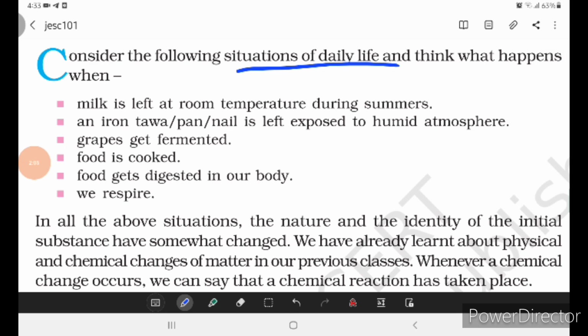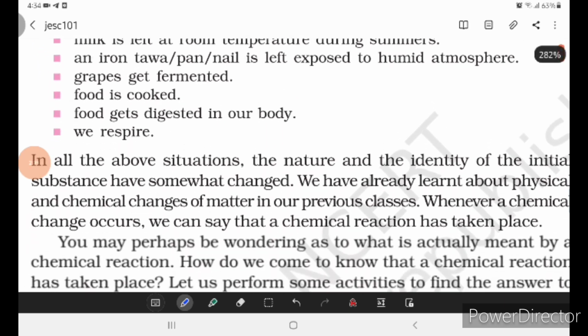Food is cooked. Initially, what is the state of the food, and after cooking, how have all the contents in the food changed? We need to observe all of them. The food gets digested in our body. The food which we are taking in, after munching and everything taking place in our mouth, gets digested in our body in the stomach. And how does that reaction take place? We respire, we breathe, we take in oxygen and release carbon dioxide. All these reactions occur in our daily life, right?